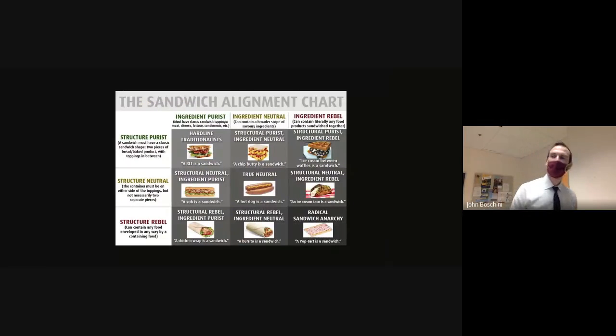All right. This is what we call an alignment chart, right? How do different people define what is a sandwich? And this is a really good way, and I know this is kind of silly, but this is a really good way, right? We look at the structure. Do you need one piece of bread? Do you need two pieces of bread? Does it have to be bread? Like, does it have to be wheat and flour combined with yeast and put in an oven? Or can it be a bread-like substance, like a cookie or tortilla or dough?